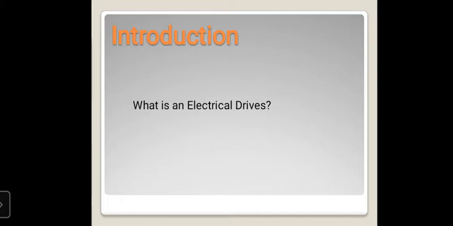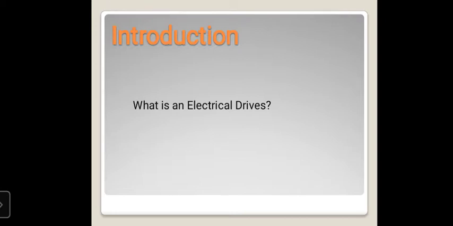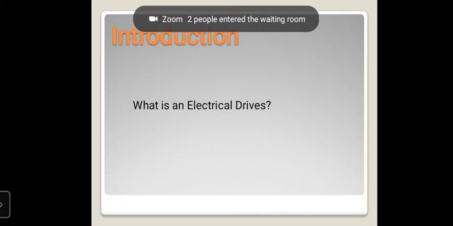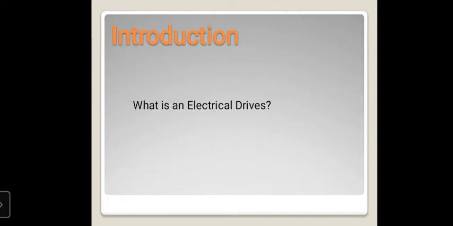The motion source may be a diesel or petrol engine, a gas turbine or a steam engine, like that. If we apply an electric motor, or drives employed for an electric motor, then we call that type of drive an electric drive. That means a system which controls the motion or speed of an electric motor is called an electric drive.